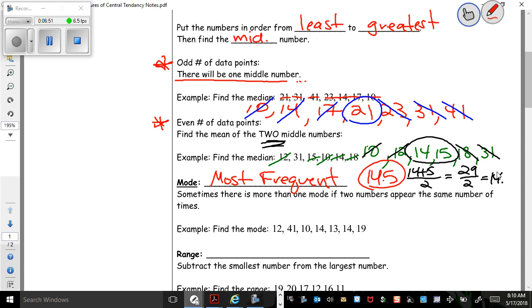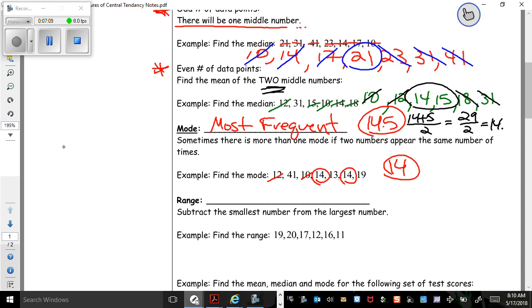Right, so 12 once, 10 once. It's 14. 14. So the mode would be 14. Okay.